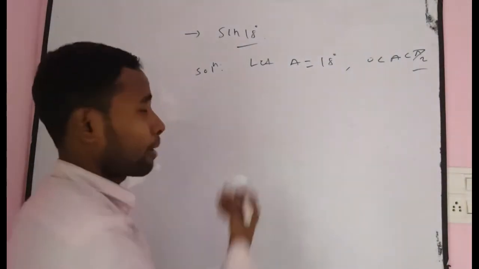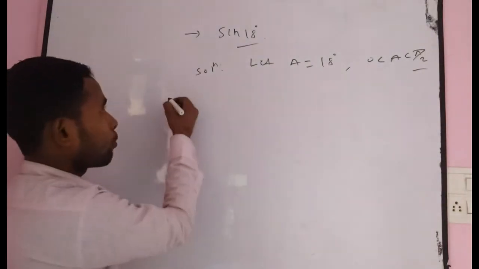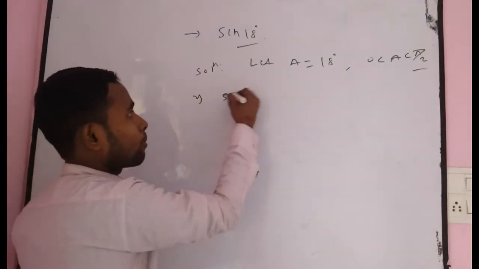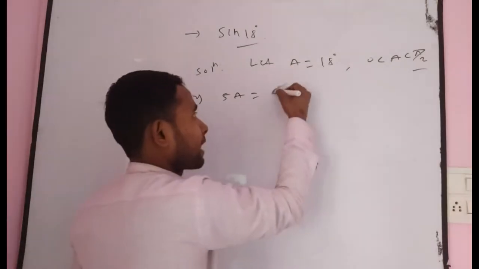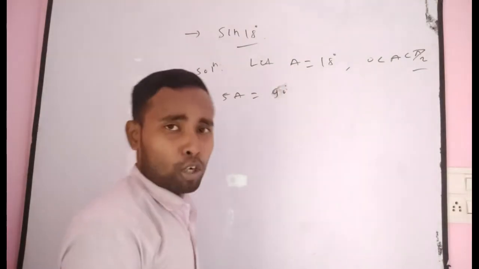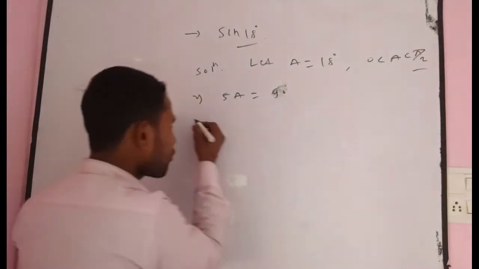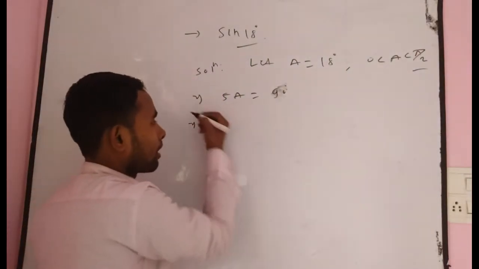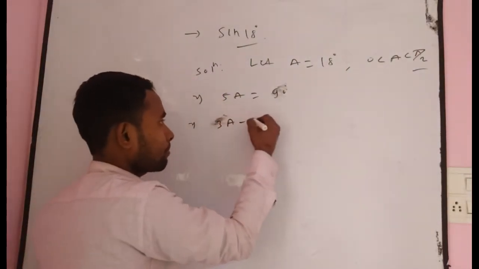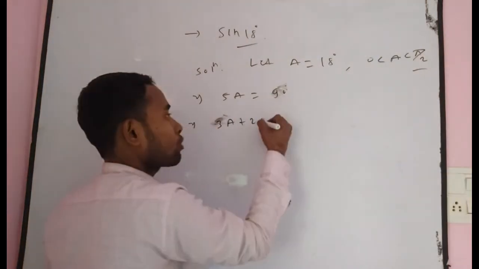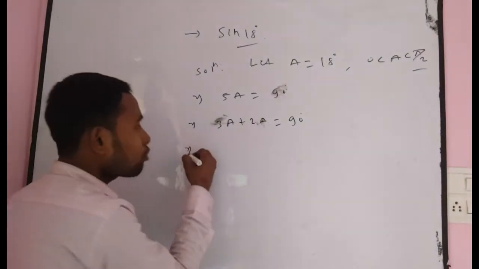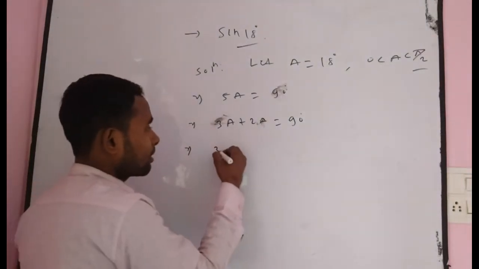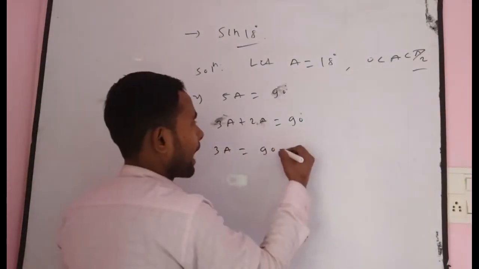Now you have to find the value of sin 18 degree. There is a very simple rule. First you have to multiply both sides by 5. After it, if you multiply both sides by 5, you get 5A is equal to 90 degree. Now can you write 5A is equal to 3A plus 2A is equal to 90 degree? Now I should find 3A is equal to 90 minus 2A.